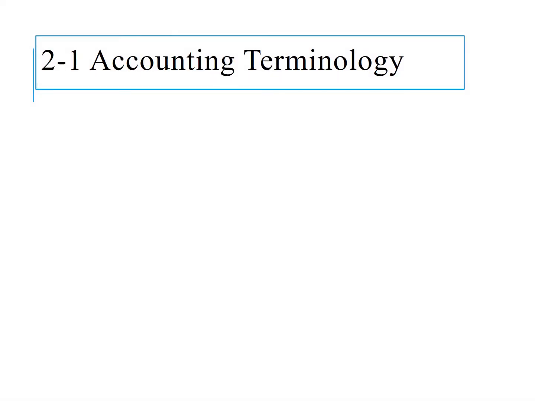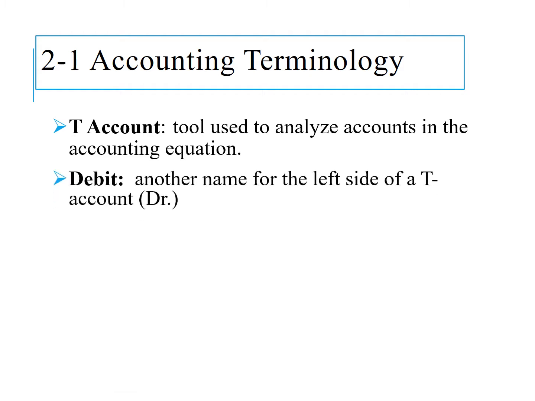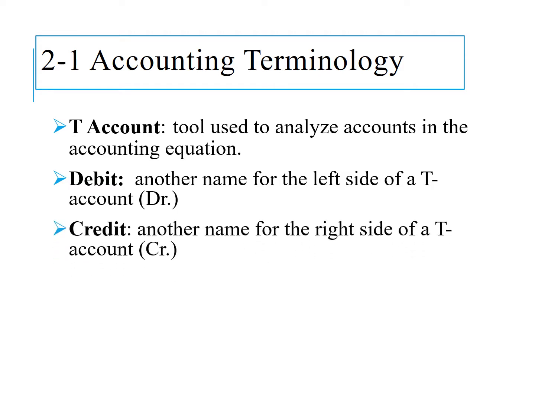In Chapter 2, we are going to learn about how to use T accounts to analyze our transactions. To start, let's look at some accounting terminology. T accounts are accounting tools used to analyze accounts in the accounting equation. T accounts will show a debit side and a credit side. Debit is simply another name for the left side of a T account. It may be abbreviated DR. Credit is simply another name for the right side of a T account. It can be abbreviated CR.